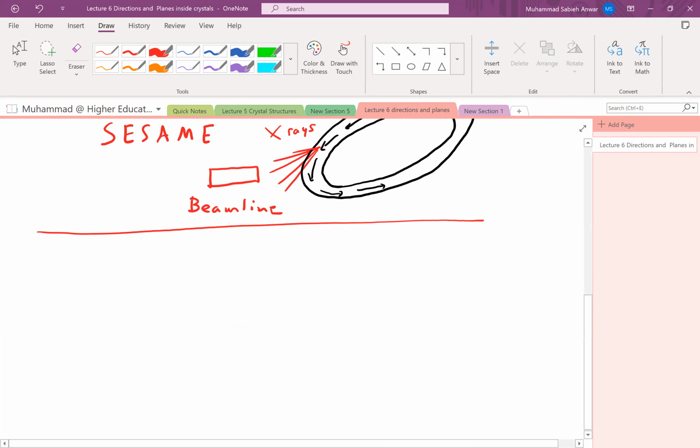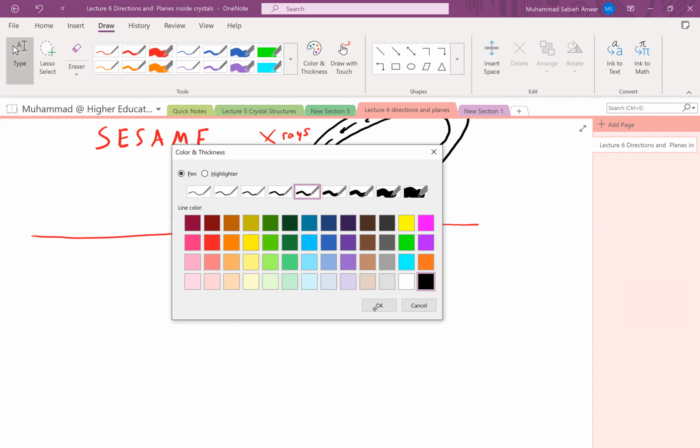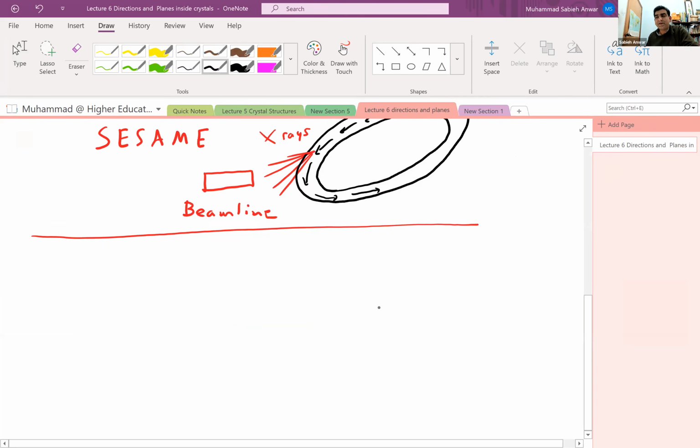All right, so before I move on, I'd just like to finish off on one small topic which I inadvertently missed from the previous lectures, and that is by looking at a space group, can we tell what the point group of the crystal is?